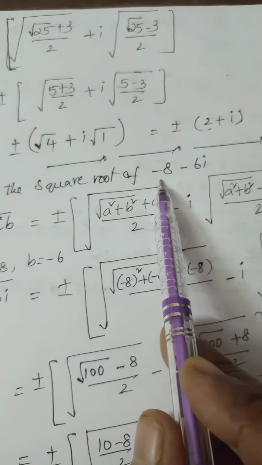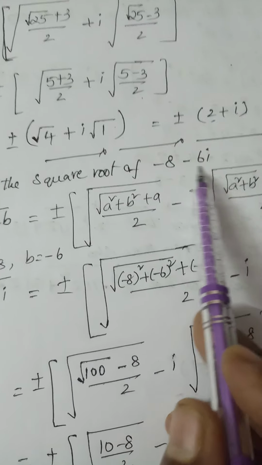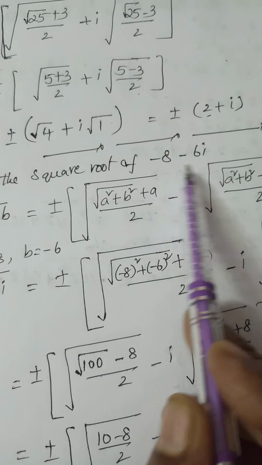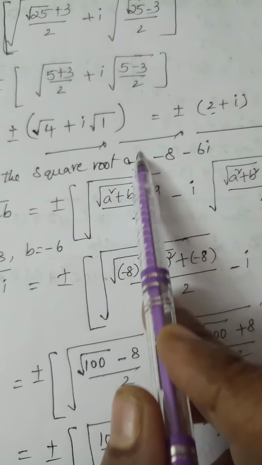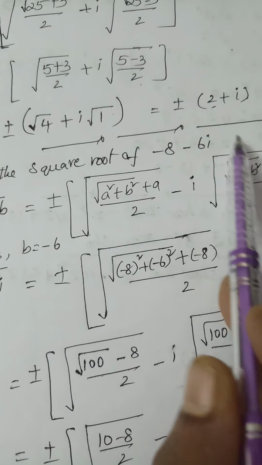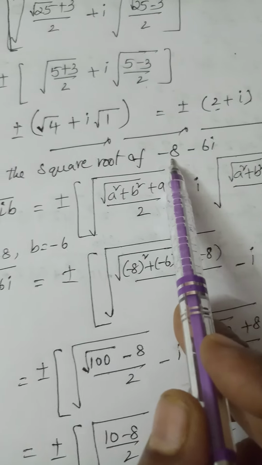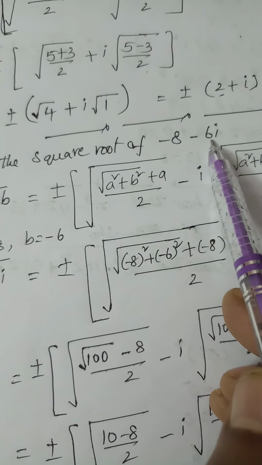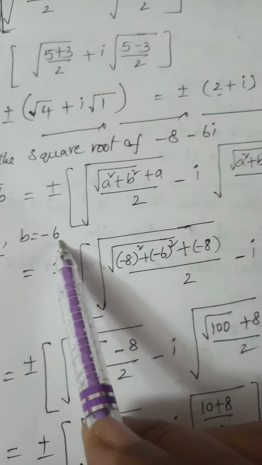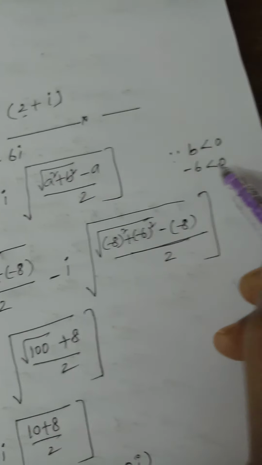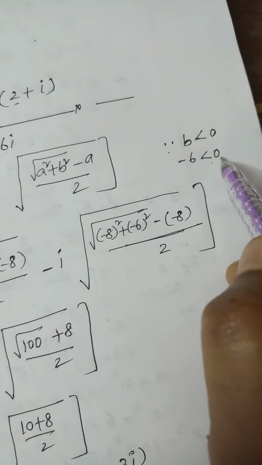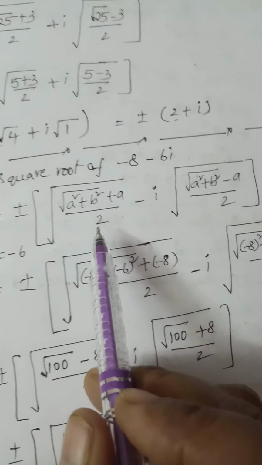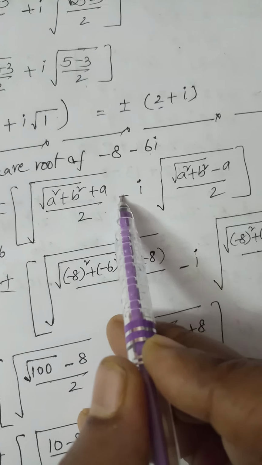Here another sum, minus 8 minus 6i. Now we have to find the square root of minus 8 minus 6i. Is there any difference in this sum? In this sum, real part is minus 8 and imaginary part, look at the imaginary part. Imaginary part is minus 6 which is less than 0. Minus means it is less than 0, right? So b value is less than 0. So we have to take negative minus here.